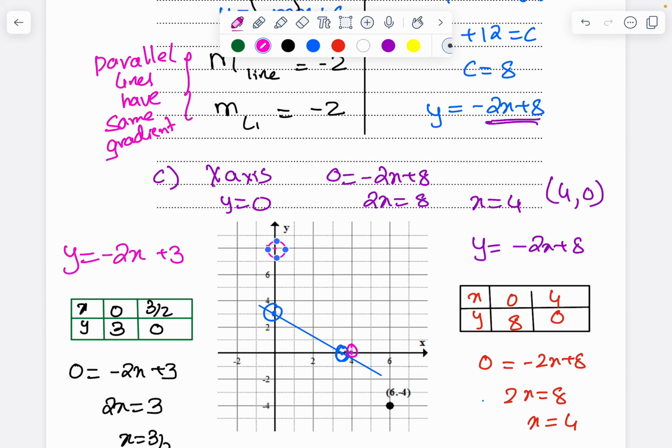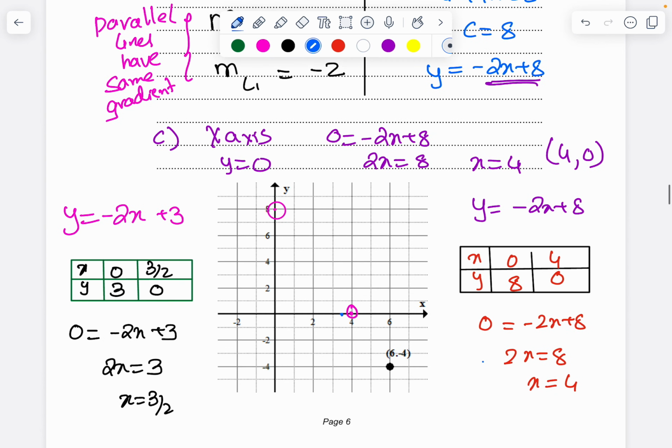But here we just need to make a correction. This is 1.5. 1.5 comes over here and 3 comes over here. So draw the straight lines. This is a straight line, and this one is a straight line. We can see that both the lines are parallel to each other. And this one is passing through 6, negative 4 also.